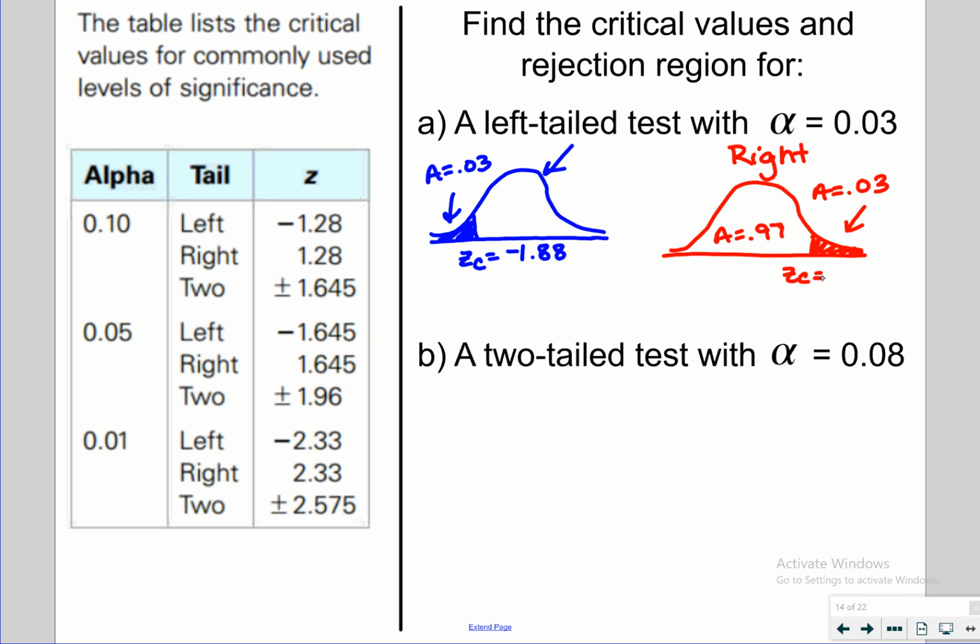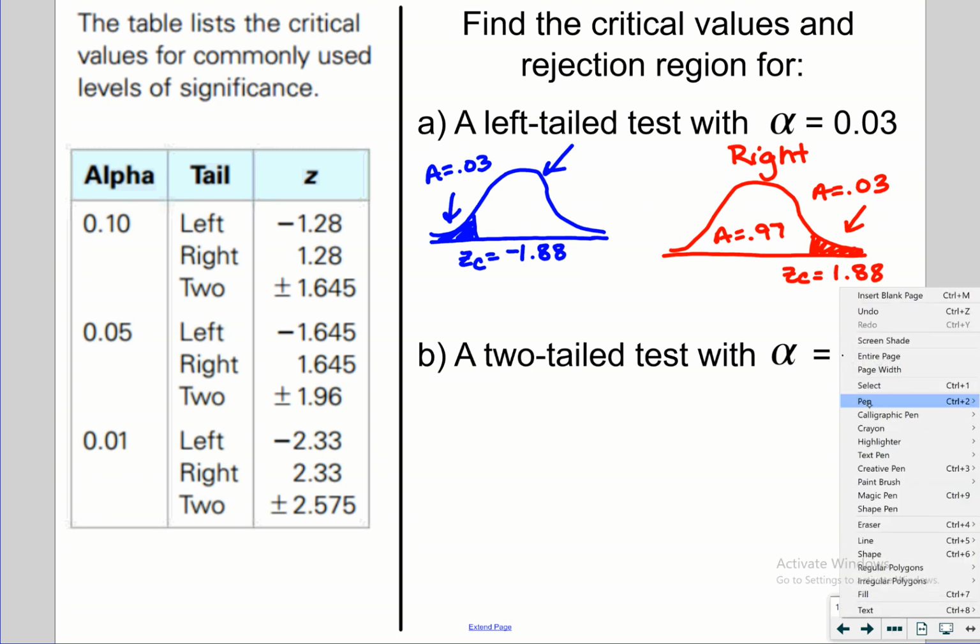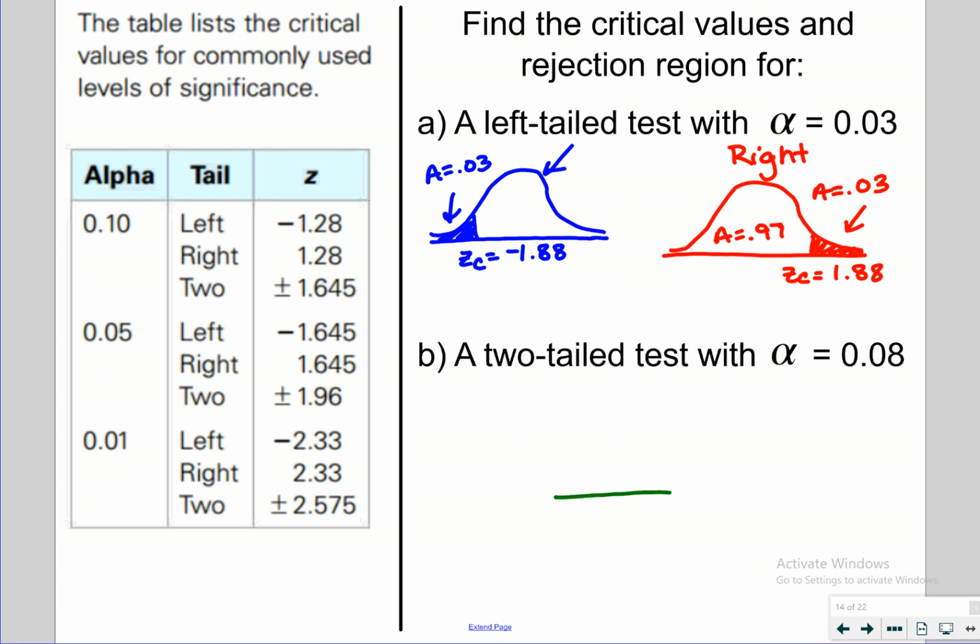So, and you're going to notice something here. When we look up 0.97, closest I can get is 0.9699, which is positive 1.88. So whether it's in the left or the right tail, you're actually going to get the same absolute value for that z-score. Okay. If it's a two-tail test, that area of 0.08 is the area total in both tails.